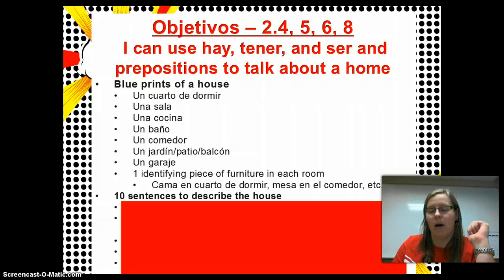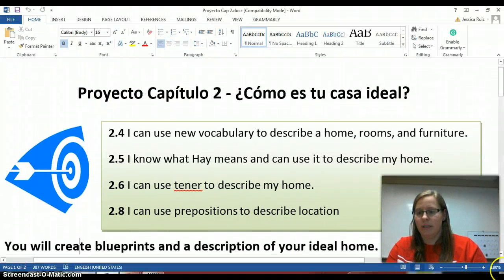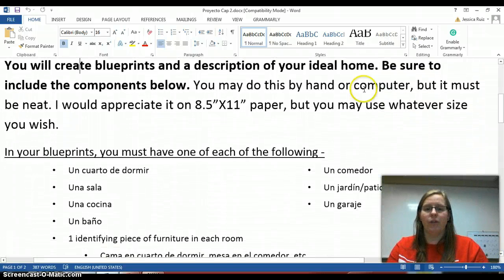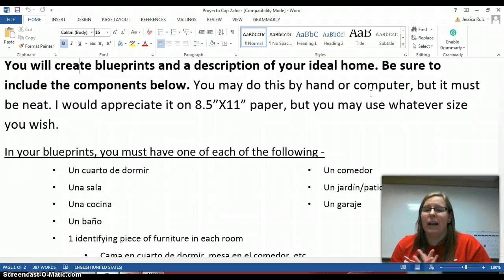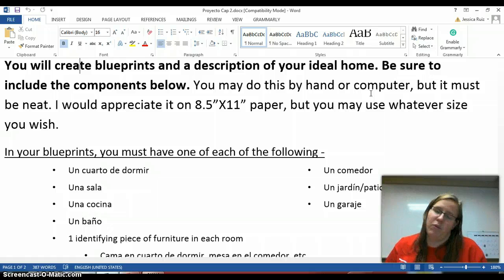So I apologize if my camera covers up part of the PowerPoint, but you can read this just as easily on the project description, okay? All the details you need to know are there as well. It's the same thing. Now, you can do this by hand or by computer. I don't really care, but it must be neat. So if you do it by hand, you need to do it neatly. I would appreciate it actually on 8.5 by 11 or regular paper, because that way it will fit into my binder when I take it home to grade. But you can use whatever size paper you want, okay?